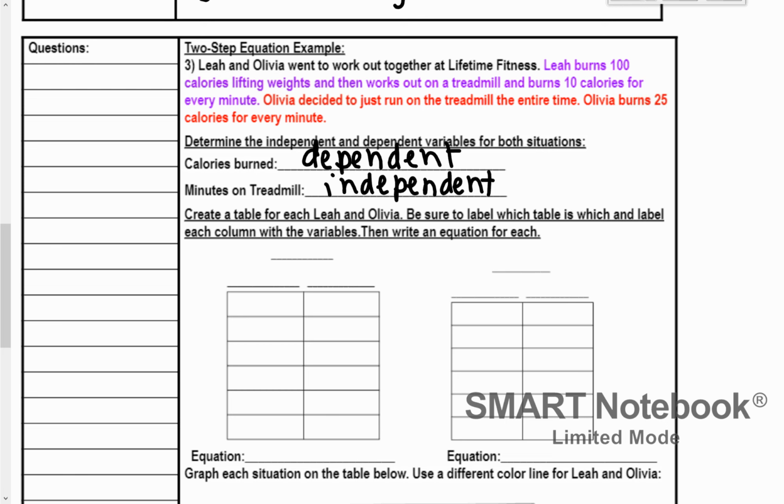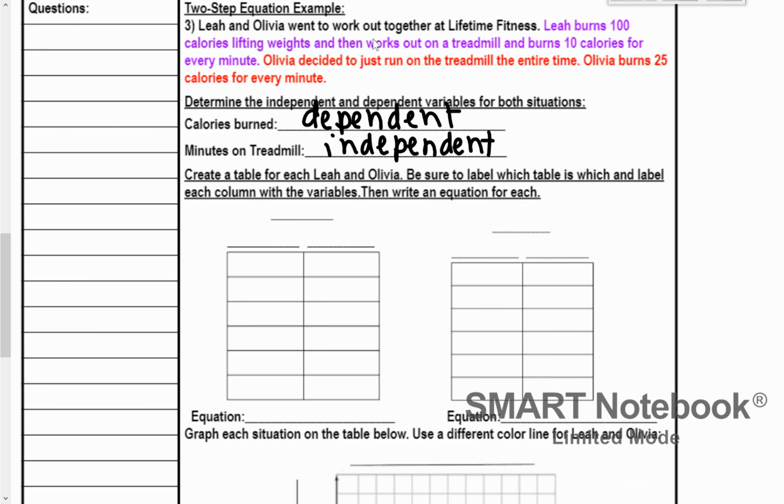First, let's start creating a table for Leah. Leah was in purple, so I'm going to do all of Leah's things in purple just to separate them a little bit. So I do have to label that this table is Leah's. I have my X and my Y. Remember, independent is X, dependent is Y. So I have my minutes on the treadmill and the total number of calories burned. I am going 0, 1, 2, 3, 4, 5.